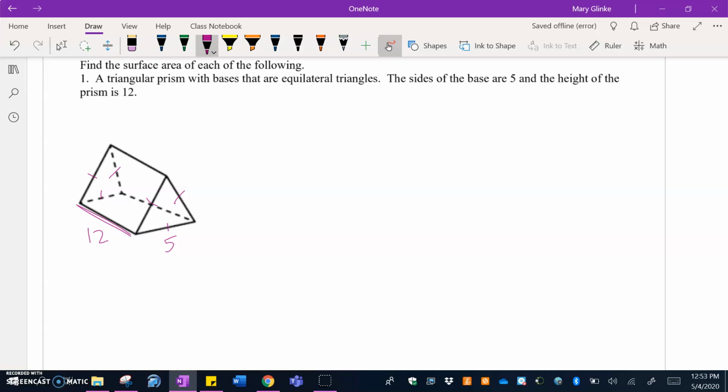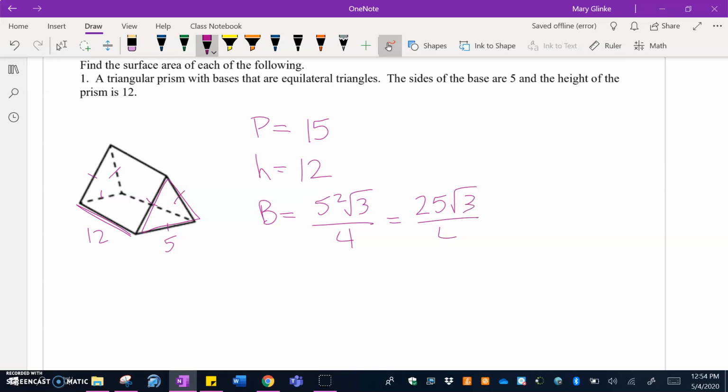So to find the surface area, we're going to identify the perimeter of the base, the height of the prism, and the area of the base. If we can find these things, then we will be able to find both the lateral area and the surface area, no problem. So the perimeter of the base is going to be 15. The height of the prism is going to be 12. And the area of the base is going to be the area of this equilateral triangle. So we can use our s squared root 3 over 4 formula because it's an equilateral triangle. So it's 25 root 3 over 4.